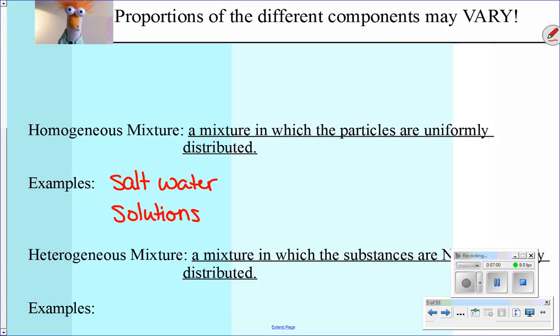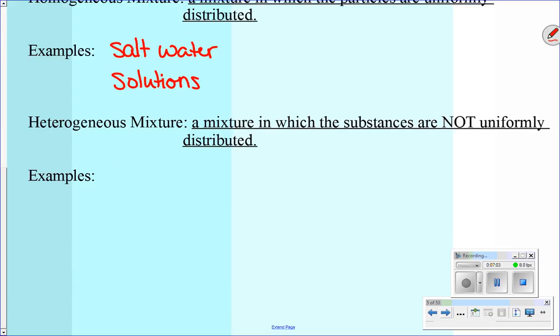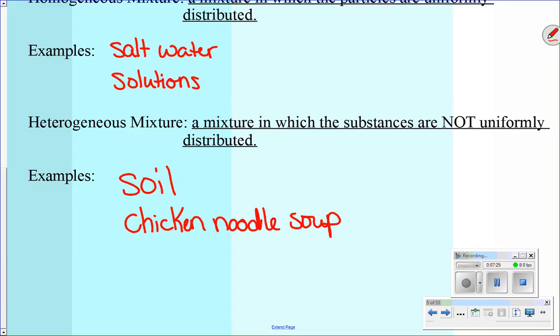Heterogeneous mixtures are mixtures in which the substances are not uniformly distributed. This is a very large category of mixtures. I like to think of soil as being a heterogeneous mixture. If we all went outside and took different soil samples from the courtyard, we would get all sorts of different things in those soil samples. I also like to think of chicken noodle soup. If we had a big pot of chicken noodle soup in here, you might put a ladle in, and one scoop might have a lot of carrots, whereas another might have more of just the noodles.